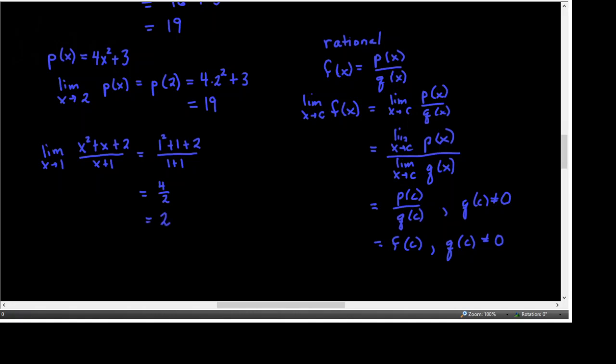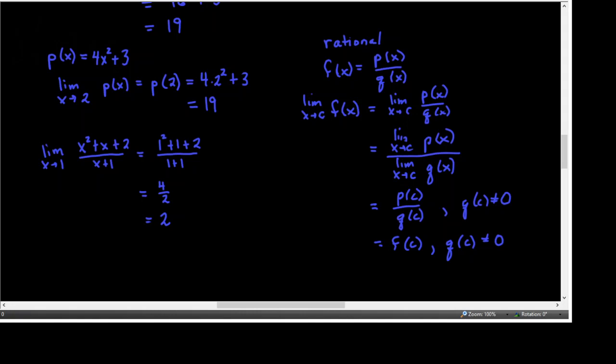Okay, kind of nice to know that about certain types of function, that substitution gives you the right answer, and you always want to try that. And so if you look at the graph of this function, you'll see that as x approaches 1 from the left and right side, the y value is getting closer and closer to 2.